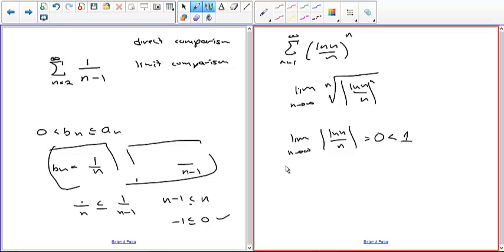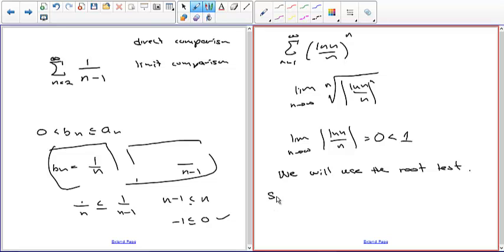Okay, let me try my effort here. We'll say we will use the root test. Okay, that's all. You'd say that. So that's the test we're going to use.